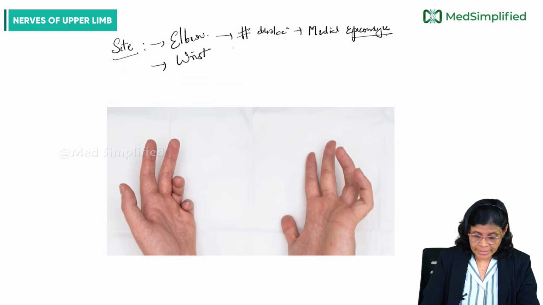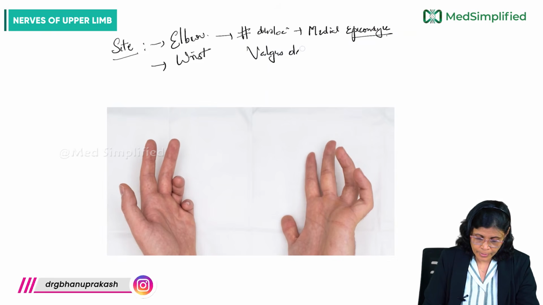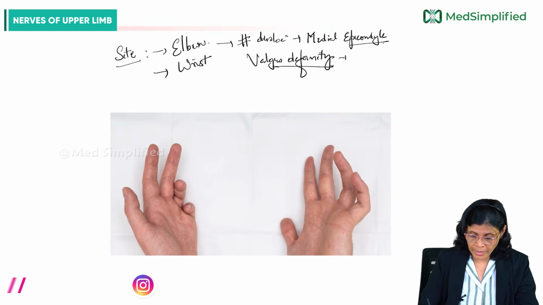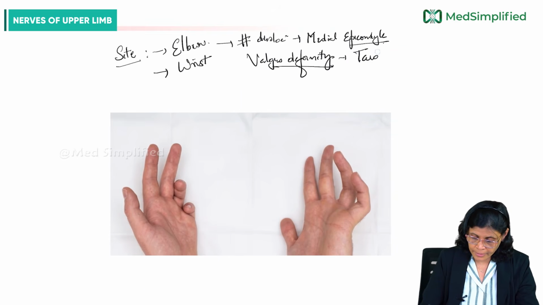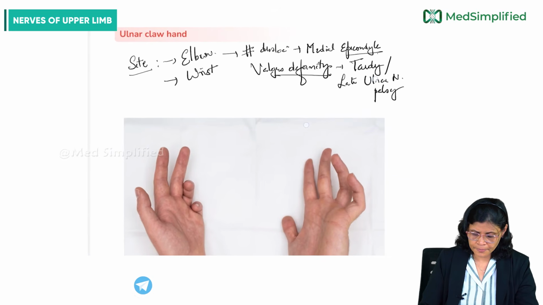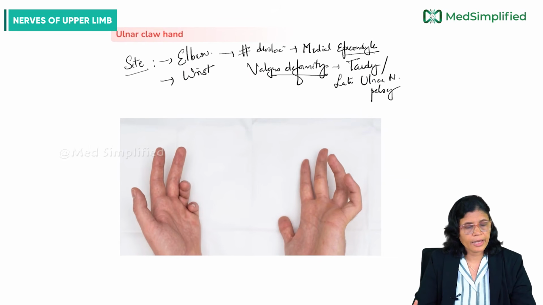Then there can be valgus deformity of the elbow, and that we call the tardy or late ulnar nerve palsy. Okay, we call it the tardy or late ulnar nerve palsy. So these are the common causes of injury at the elbow.